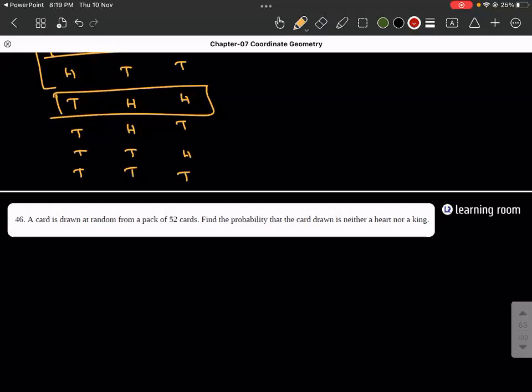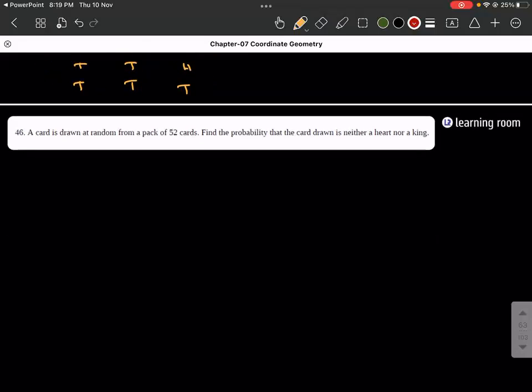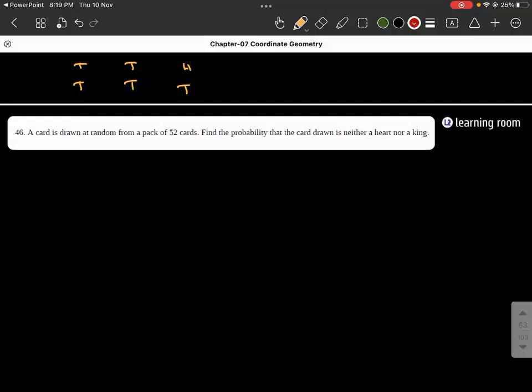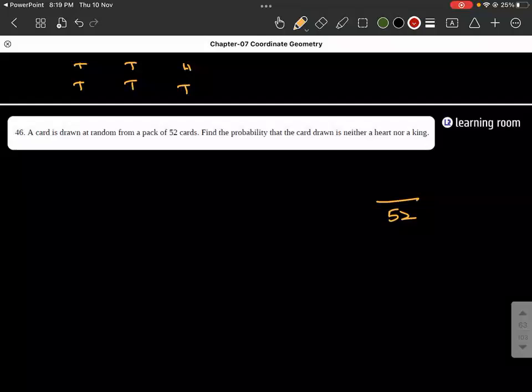Come again? 6 by 13. No, no, no. That is also not there. So, how did you do, sir? No, sir. Let's forget the heart and king. We didn't subtract it from the total. So there'll be 13 hearts and then 3 other kings. So it'll be 16 by 52, right, sir? So, total is 52. Okay, find the probability that the card drawn is neither a heart nor a king.